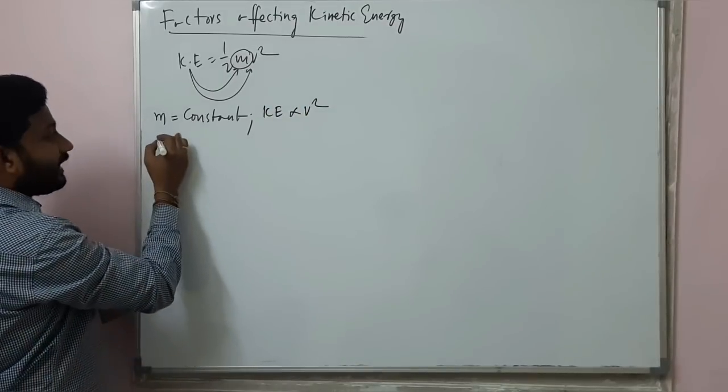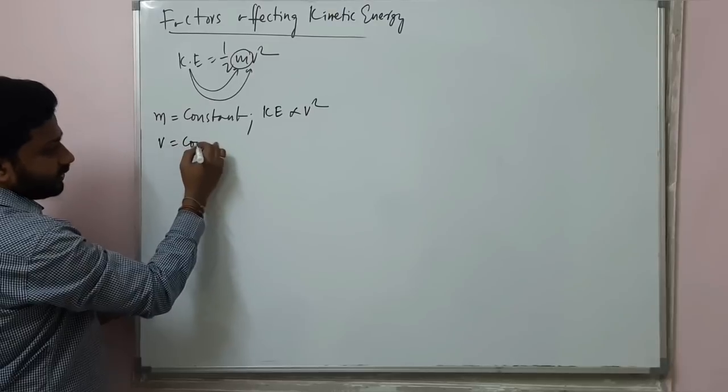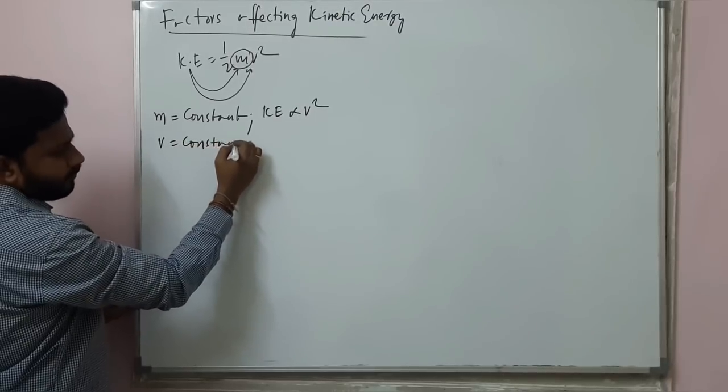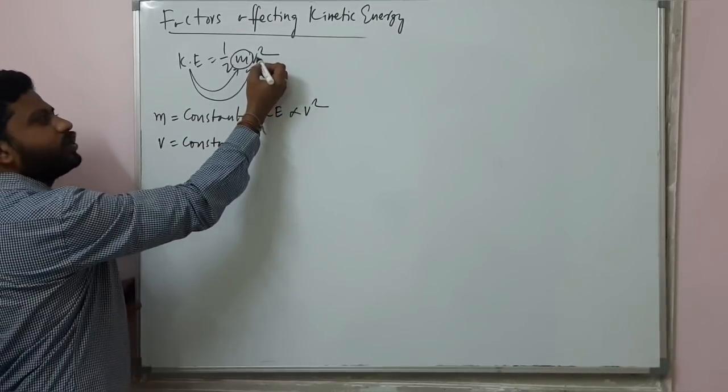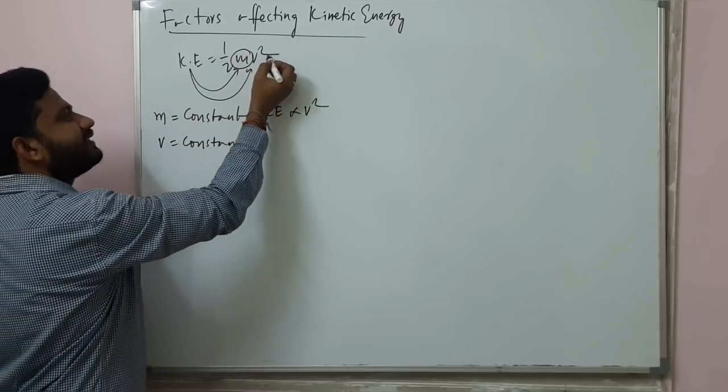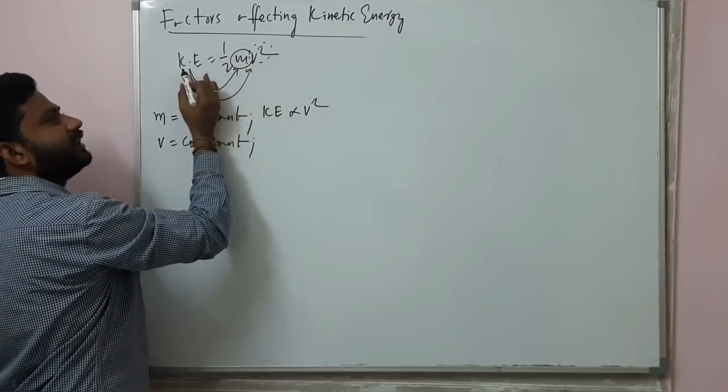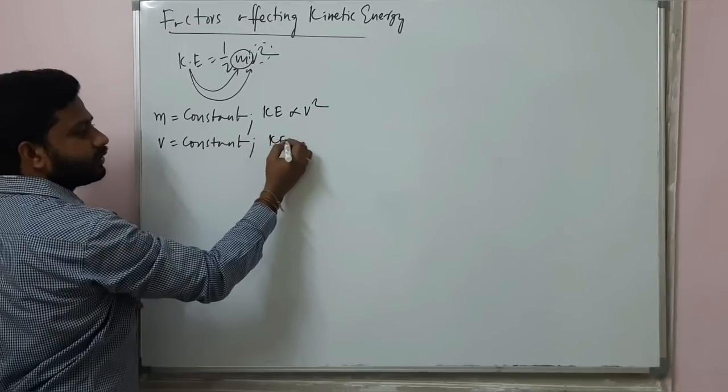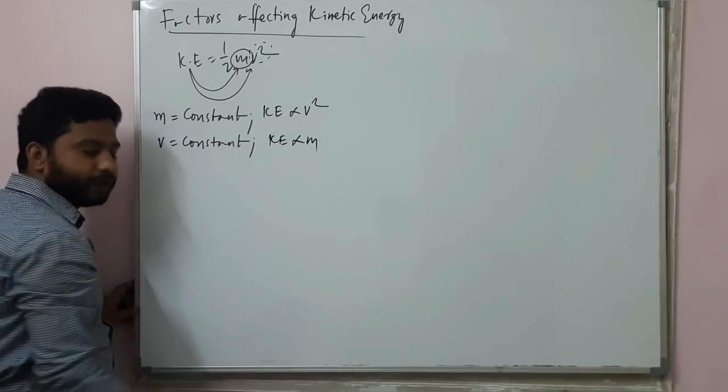Now, if v is constant, it means v square also will be constant. When this term is constant, then kinetic energy is directly proportional to the mass of a body.